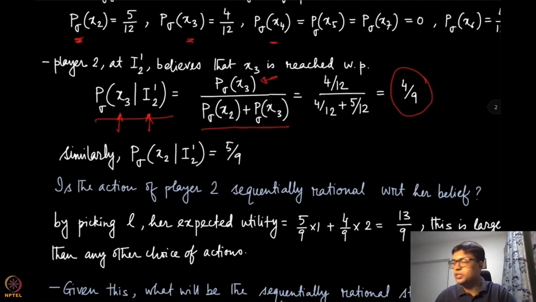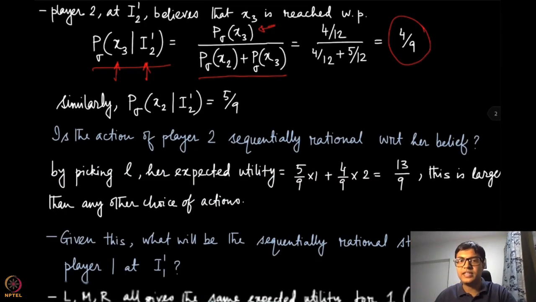If it has to be sequentially rational, then you will have to see the expected utility when it is playing that strategy. By picking that strategy L that we have just discussed, you'll see that the expected utility is going to be 13/9, and this is going to be larger than any other choice of action. If you pick M or pick R, you can do the same calculation to find out the expected utility, and that is going to be smaller than this number.